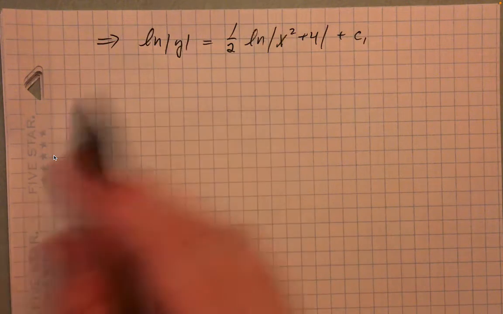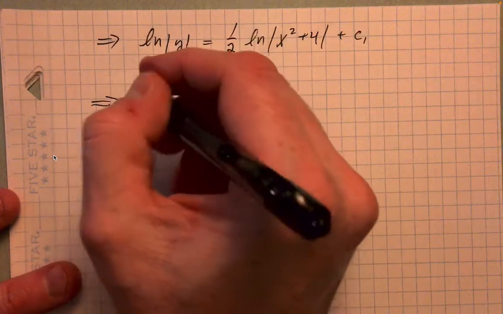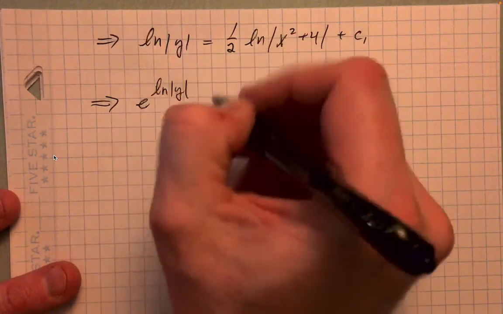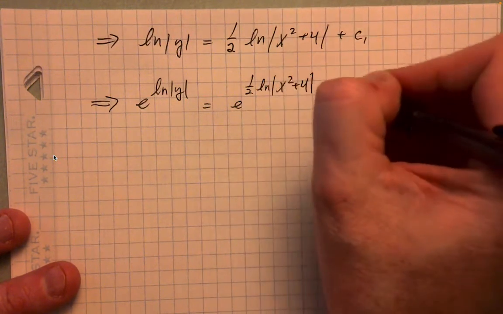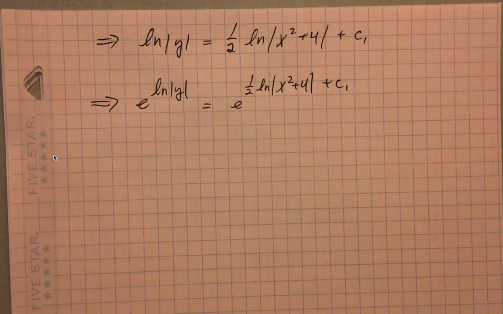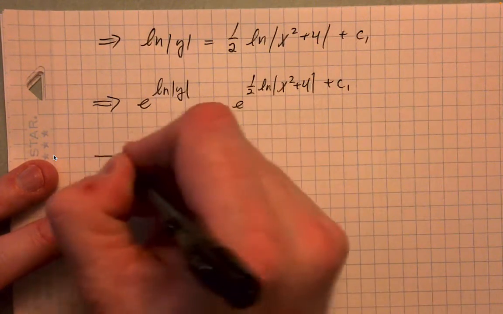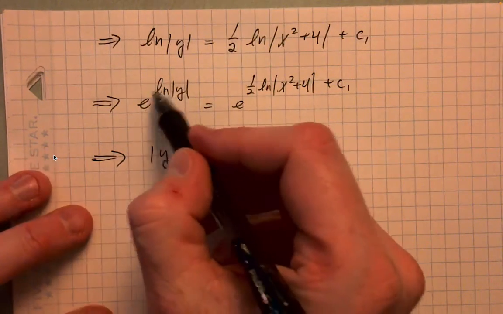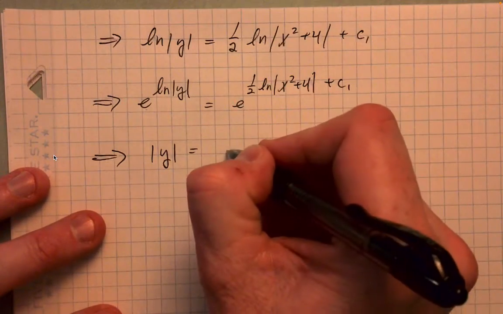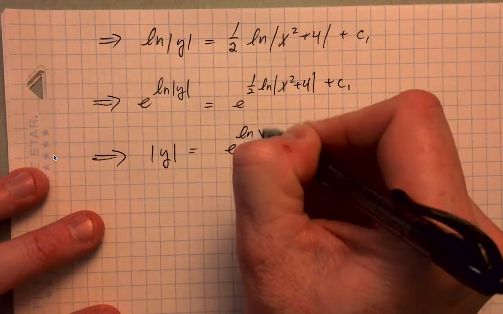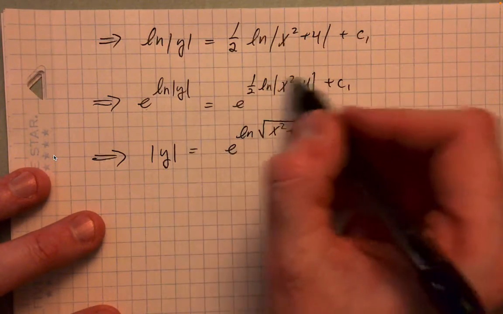Okay, so let's take both sides and exponentiate here, right? So we have e to the ln of y equals e to the 1/2 ln of x squared plus 4 plus c1. And we can do a lot of things over here with this sum. Over here we just end up with the absolute value of y, since e raised to the ln of something is just the something. Over here we can mess around with this. We'd get e to the natural log of the square root of x squared plus 4, bringing the 1/2 up here.